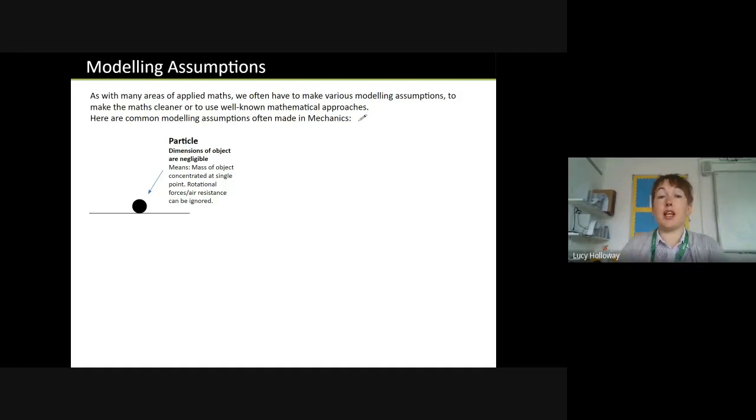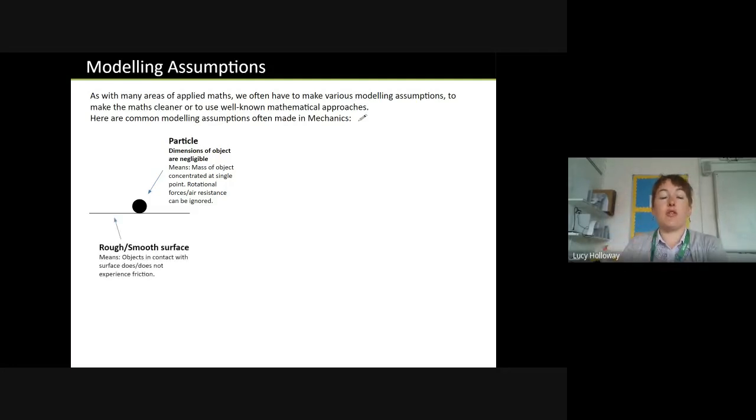If you continue mechanics, possibly doing physics or engineering or something like that past A-level, then we will consider a lot more complex things going on. But at A-level, we only need to worry about the simple modelling.